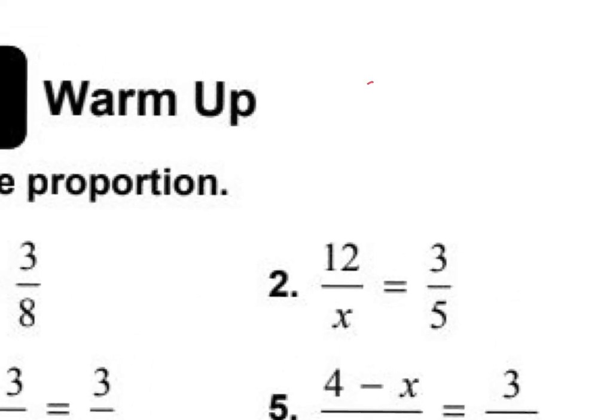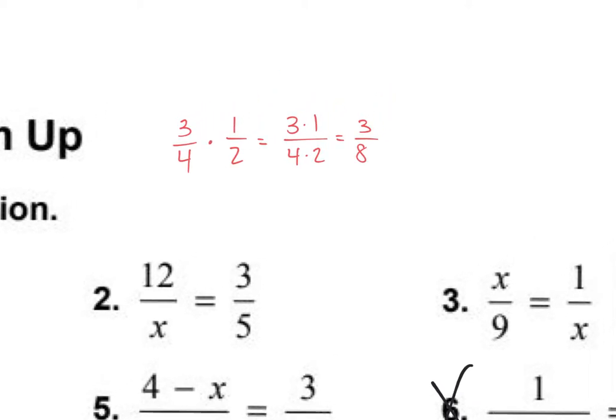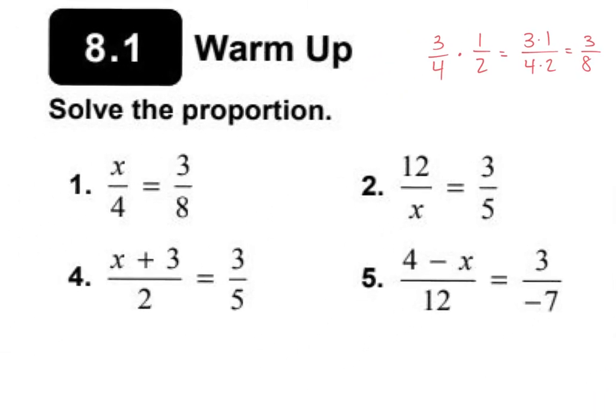When you have 3 over 4 multiplied by 1 over 2, how do we multiply fractions, people? Good. We multiply straight across. So it would be 3 times 1 over 4 times 2, which is going to be 3 over 8. Okay? Now, when that is with an equal sign, like these examples, this is where we cross multiply.